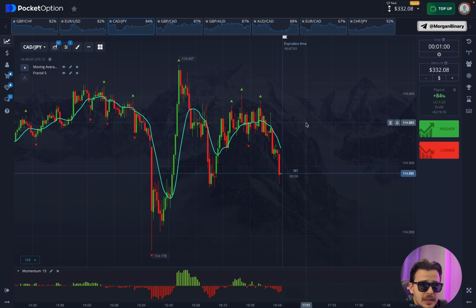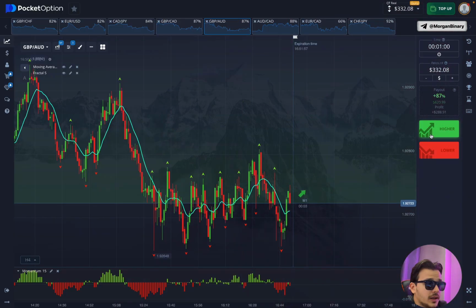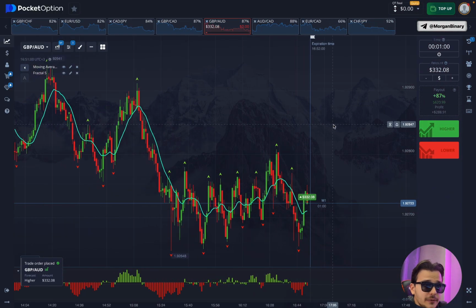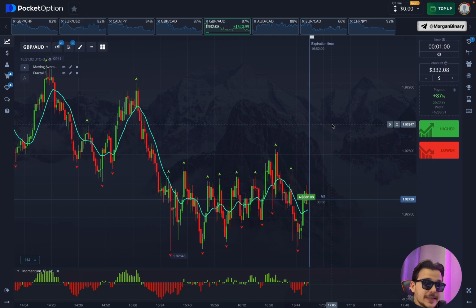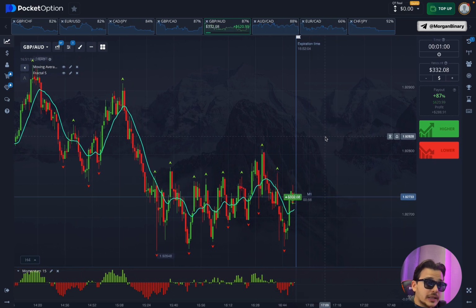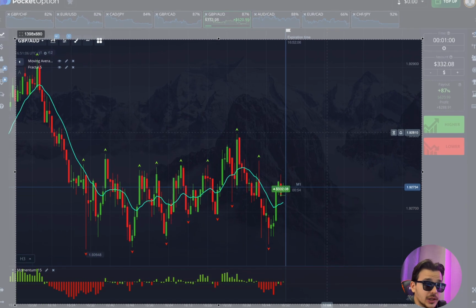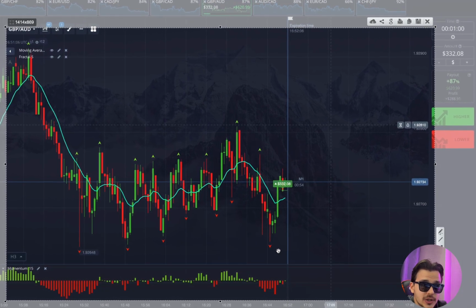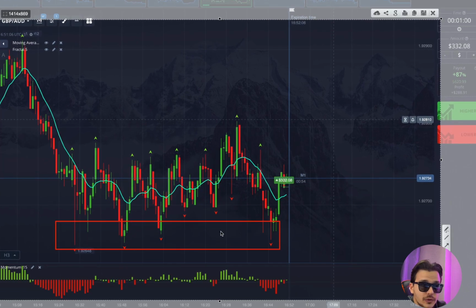Let's continue and pick the next currency pair. Here I will try to open a trade for an upward movement. There is a potential for further movement upward. It's a good entry point. And we have several touch points where the price reacted and moved up.